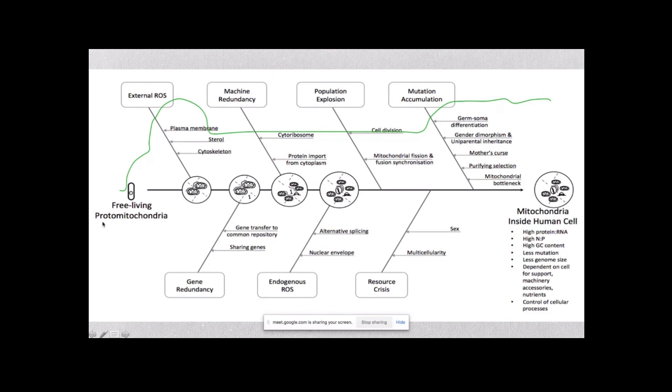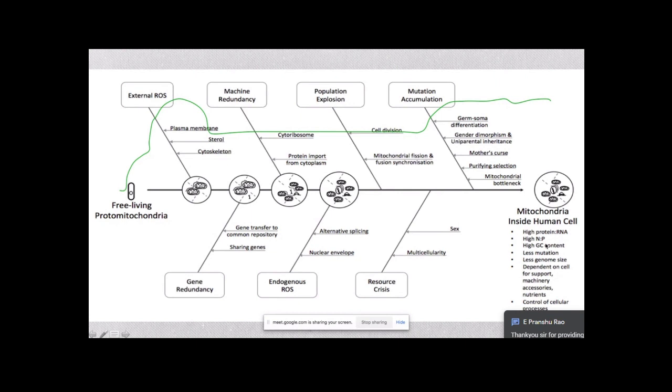I just want to understand more how protomitochondria evolved from being free living by itself to occupying the human body, or all eukaryotes' bodies, and living inside the cell. So what we have now is a high protein to RNA ratio. It started with more RNA than protein. We now have more protein, definitely a higher protein to RNA ratio.